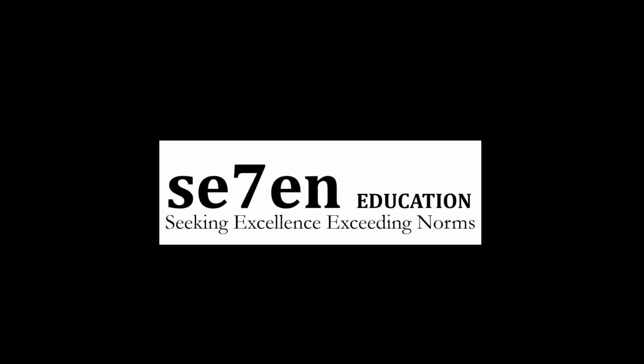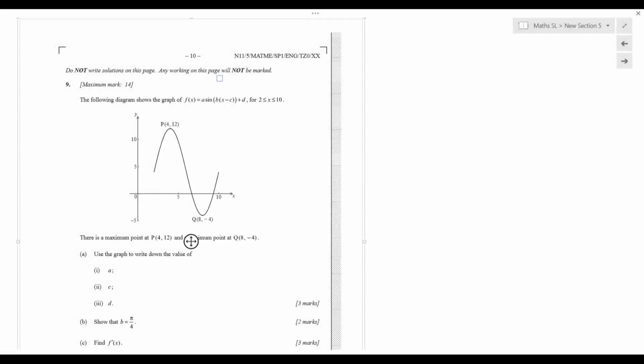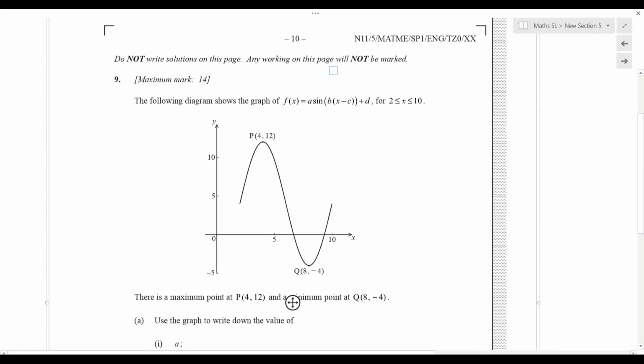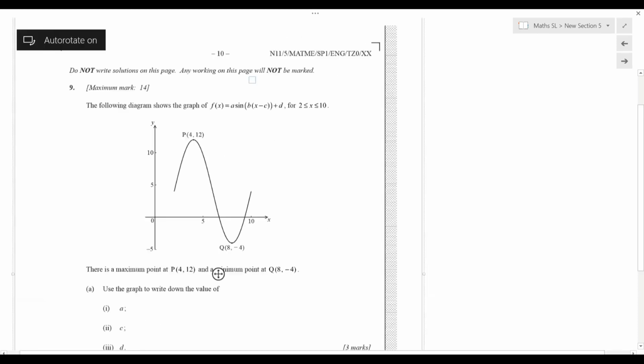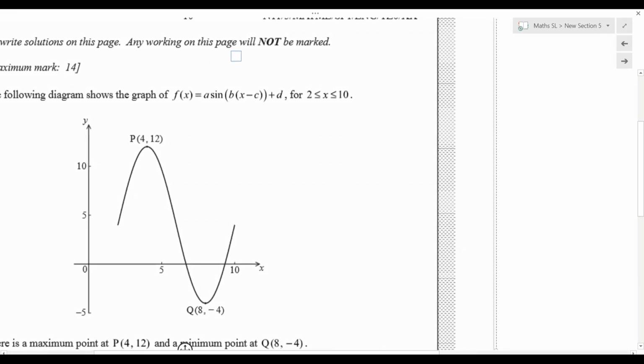This is a graph function, circular function kind of question. It's from the November 2011 paper 1. It's one of those long questions, so bear with me. This is going to take a bit longer than my usual videos. Alright, so let's take a look here. The question states that the following graph is the function f of x equals a sine b x minus c plus d.